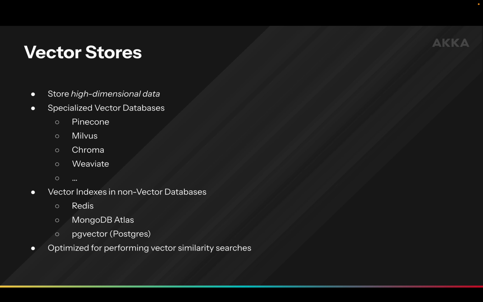But then there are also vector indexes that can be added to essentially non-vector databases. So Redis allows you to add a vector index. MongoDB Atlas has vector indexes built into it. And there's a plugin called PG Vector for Postgres that will allow you to have a vector index. And once something has a vector index and there's some code that knows how to use that vector index, you can now do semantic searches.